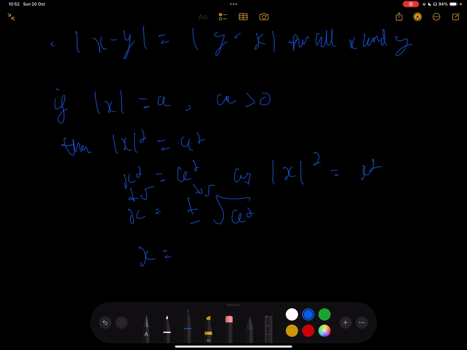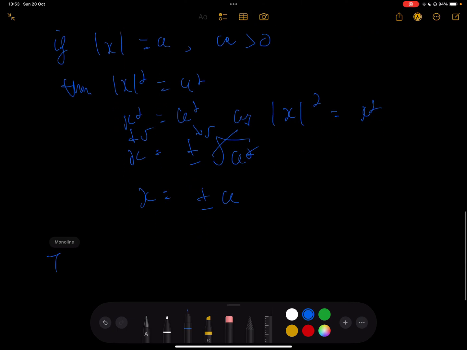Therefore, x is equal to plus or minus a, because these two cancel out and you just get plus or minus a. So therefore it can be stated that if the modulus of x is equal to a, where a is greater than 0, then x is equal to plus or minus a, right?